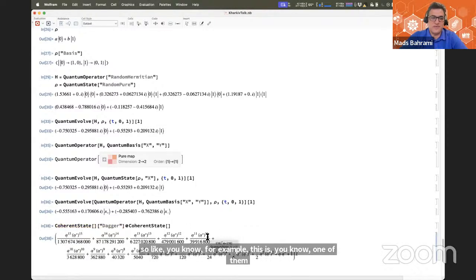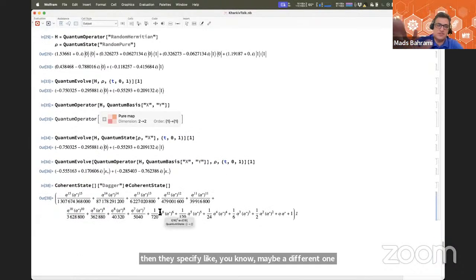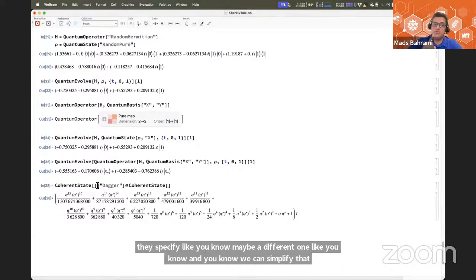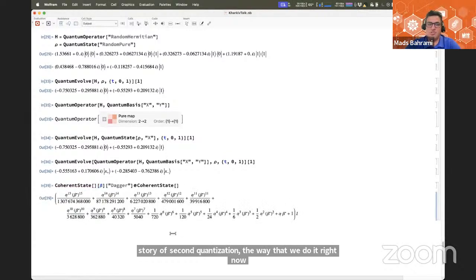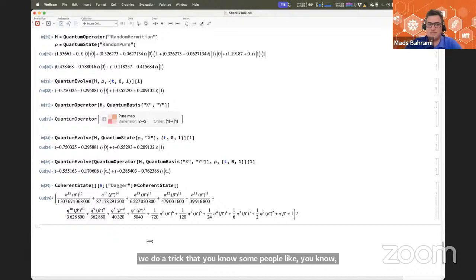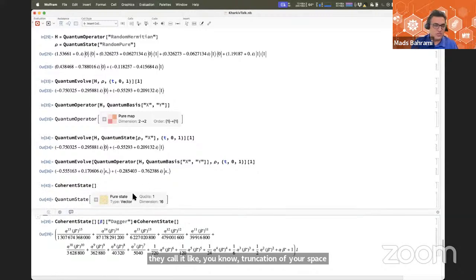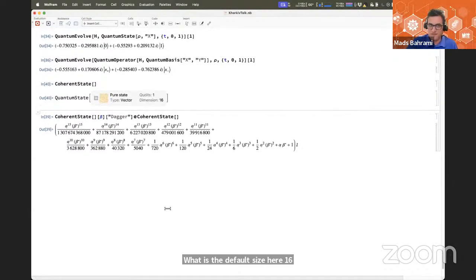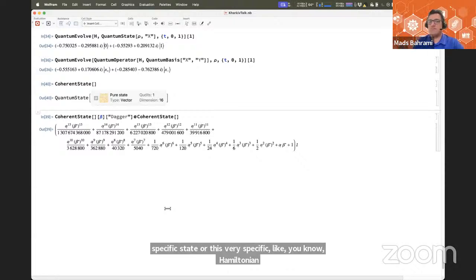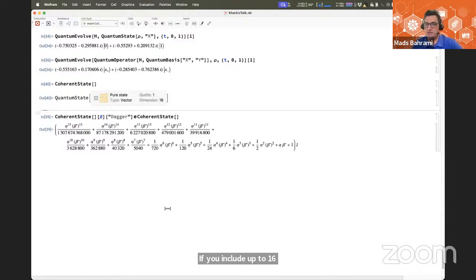Then specify maybe a different one, and we can simplify that. The story of second quantization, the way that we do it right now, we do a trick that some people in the literature call truncation of your space. Basically, what is the default size here? 16. For example, we are going to say, look, for this very specific state or this very specific Hamiltonian, if you include up to 16, that should be enough for all practical purposes.